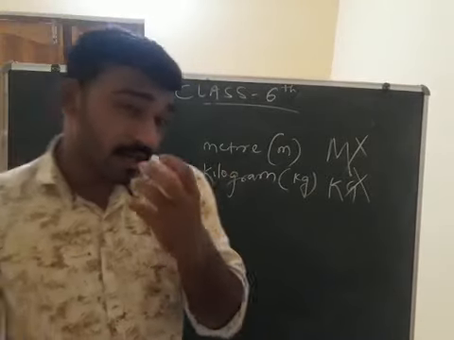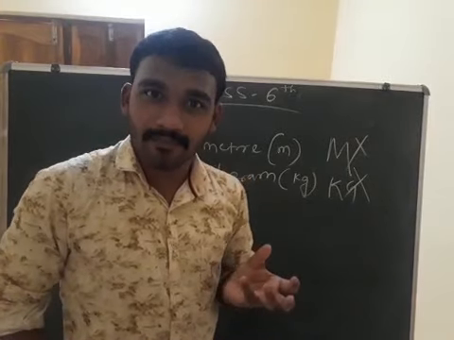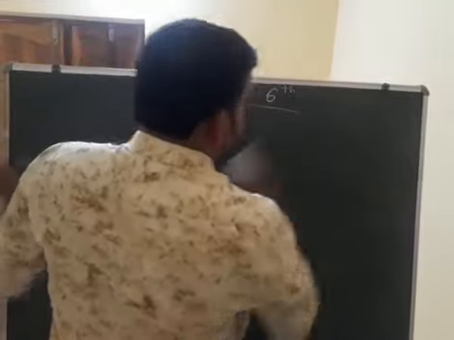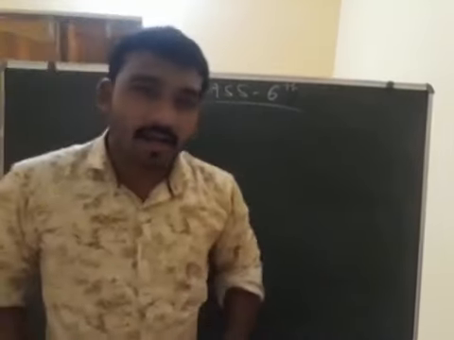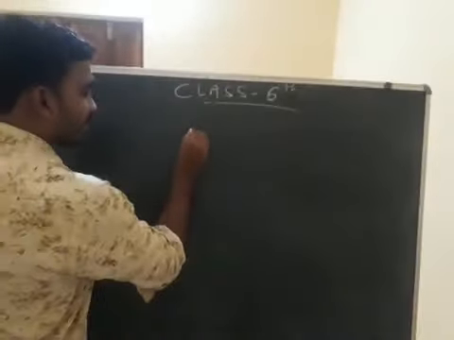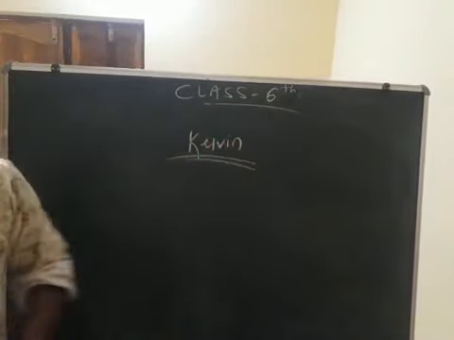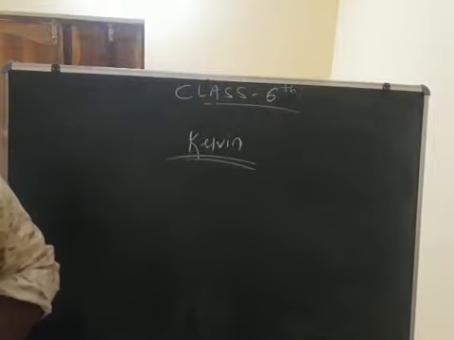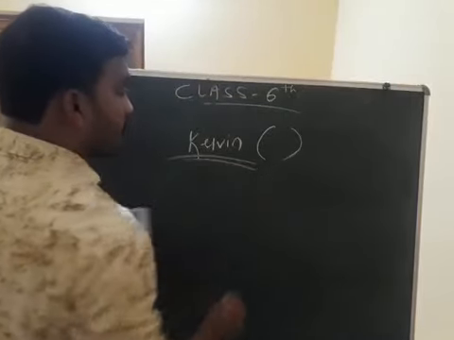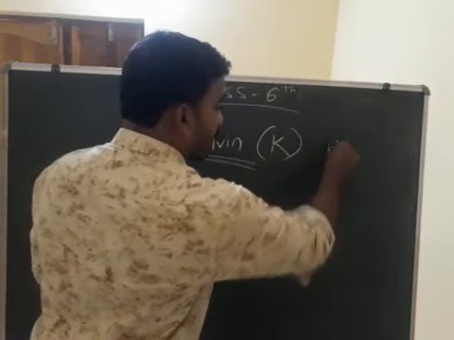Second point: when the unit is coming from a scientist's name, for example, the SI unit of temperature is Kelvin, and Kelvin is coming from a scientist's name. So in that case, Kelvin you can write with a capital. Clear? For example, when you want to write the symbol, then capital K. In this case, you can't write small k.